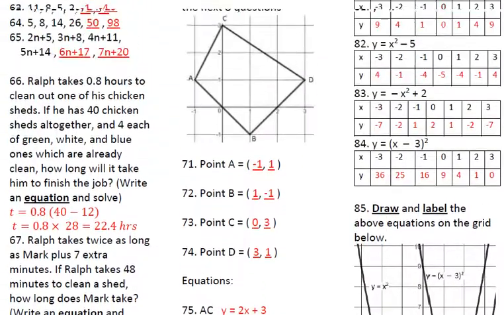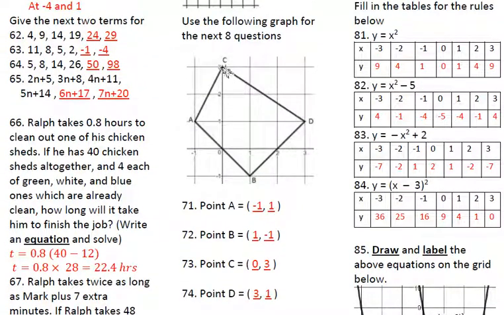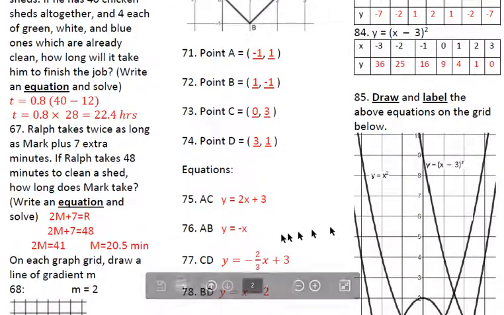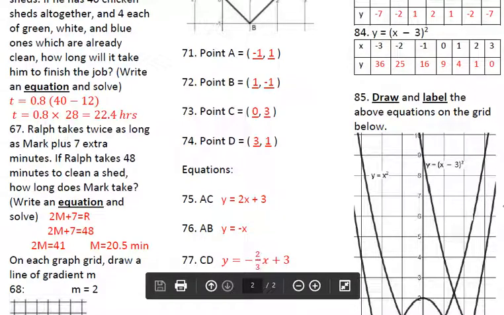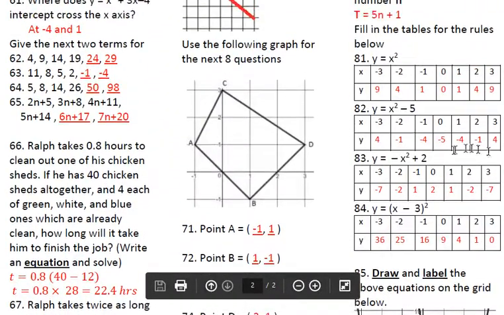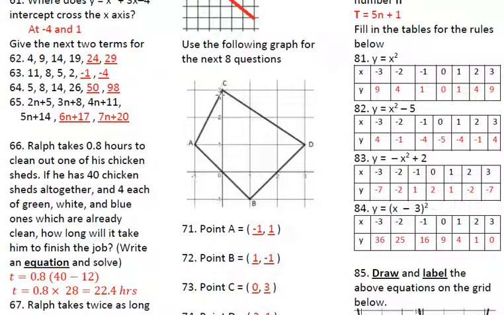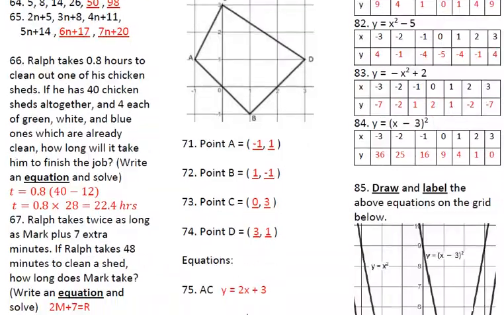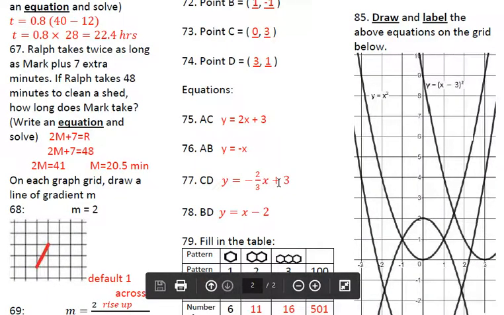Let's look at the next one, CD. So going from C to D, we're going down 2, so it's going to be negative 2 over 3, across 3. So negative 2 over 3, and you have to follow it by an x. So this is where we get this here, negative 2 over 3x. And then CD crosses the y-axis at 3. So that's where we get this plus 3 from, just here.